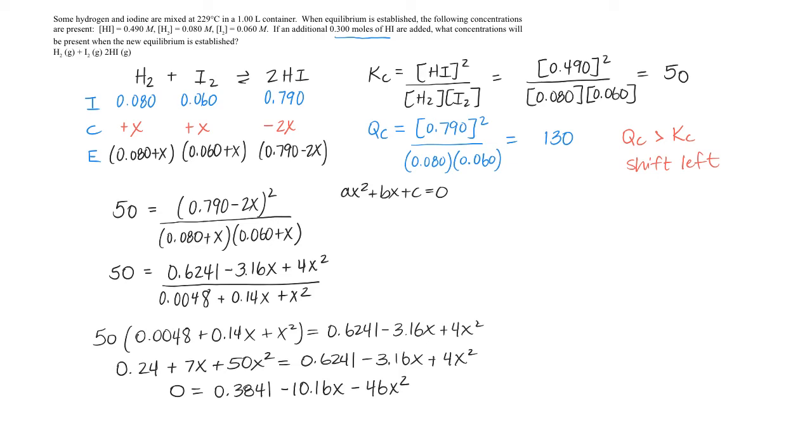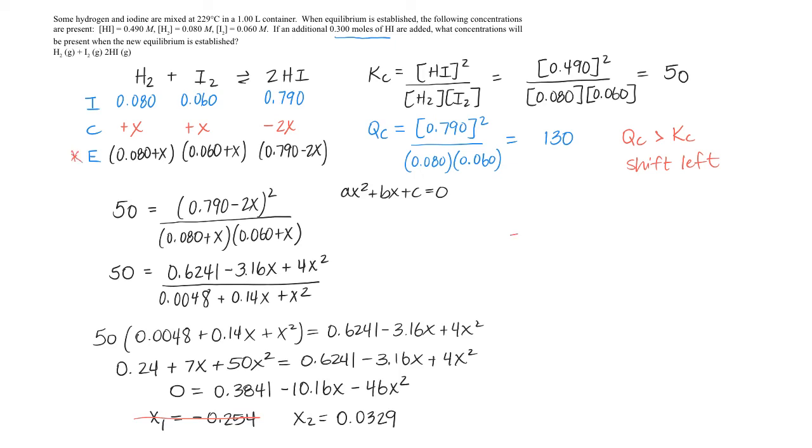To solve for x, you can use the quadratic formula, or you can plug in the values of a, b, and c into a quadratic solver, and we get two answers. x will equal negative 0.254 and x equals 0.0329. Since we know that concentration cannot be negative, we can eliminate the x1 value and plug in the value of x2 into our equilibrium concentrations.